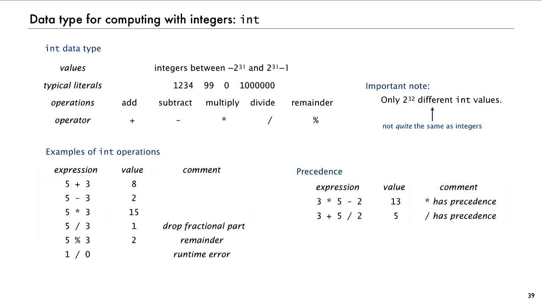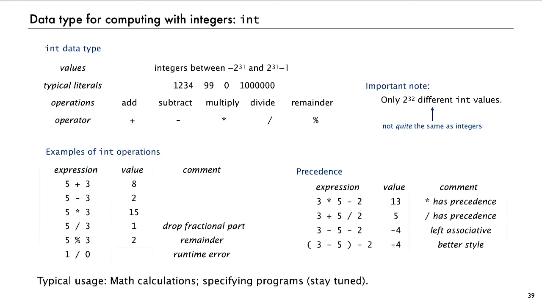So in the first case, the multiplication gets done, so that's 15. Then you subtract the 2, that's 13. In the second case, the division happens first, and it's 2, drop the fractional part, and then add the 3 to get 5. If you write a couple of operators that have the same precedence, Java's expressions are so-called left associative, which means the one on the left gets done first.